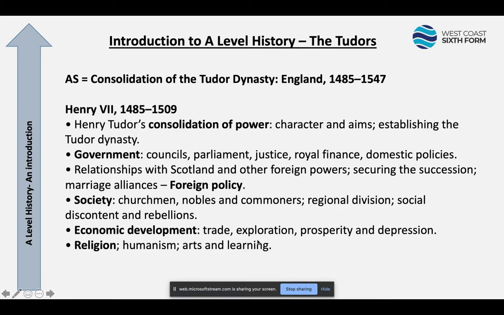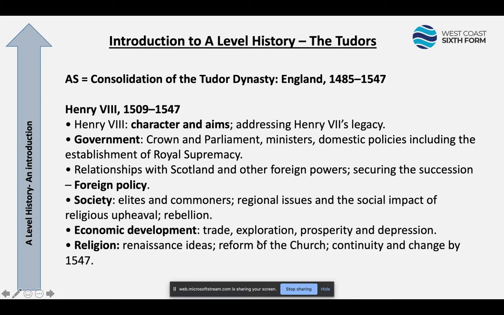Part one of the course, which is your year 12, you'll look at two Tudor monarchs. The founding father, as it were, of the Tudor monarchy, Henry VII, looking at his reign from 1485 to 1509. You'll look at his ability to consolidate power and the way he ran the country. You'll look at foreign policy, the society of England at the time, the economic developments of England at the time, and the impact that certain religions, arts, and learning had on society at the time.